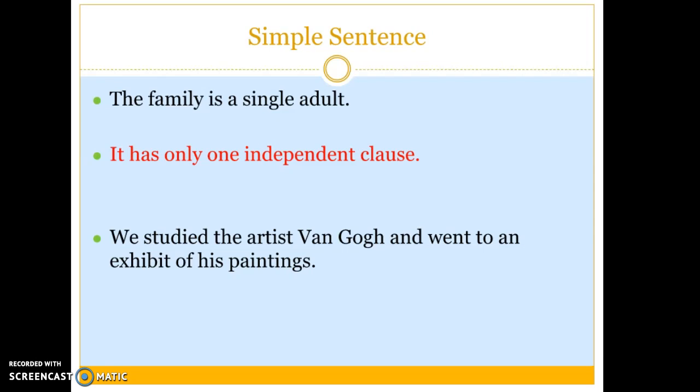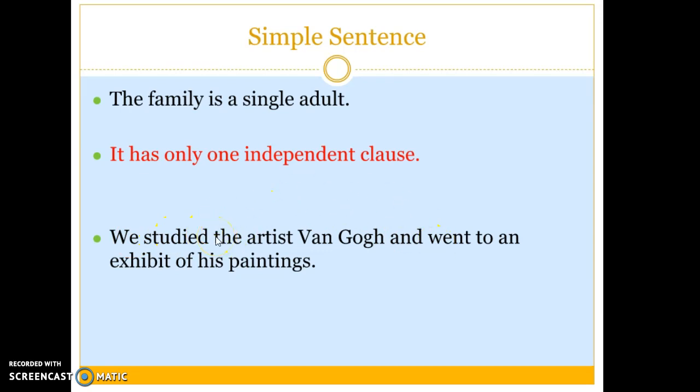So you have an example here. We studied the artist Van Gogh and went to an exhibit of his paintings. And a lot of people see this and they think it can't be a simple sentence because it has the word and in it. And does not mean anything, okay? I can have and in any type of sentence, even a simple sentence. Some people like to look at sentences and see that if the sentence is long, it can't be simple, but it can. So looking at this one, we studied the artist Van Gogh and went to an exhibit of his paintings. We is still my one subject. They're just doing two different things, okay?